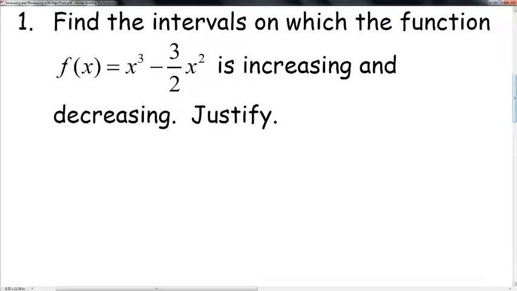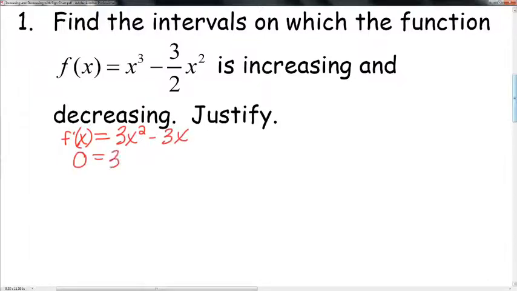Alright, number 1, find the intervals on which the function f of x equals x to the third minus 3x over 2 squared... is increasing and decreasing, and justify. Alright, so the first thing we're going to do is take our derivative. So f prime of x is equal to 3x squared minus 3x. And we're going to set that equal to 0.